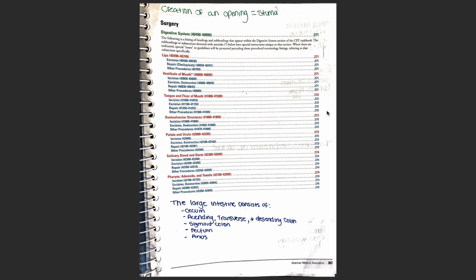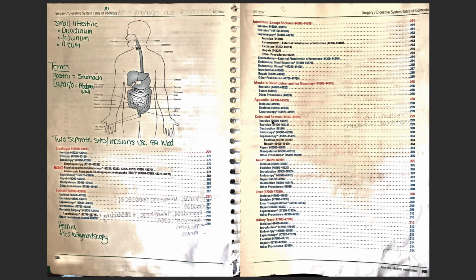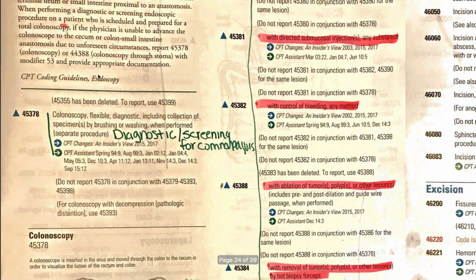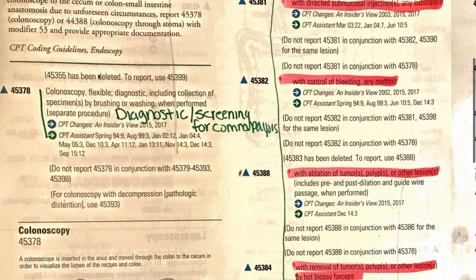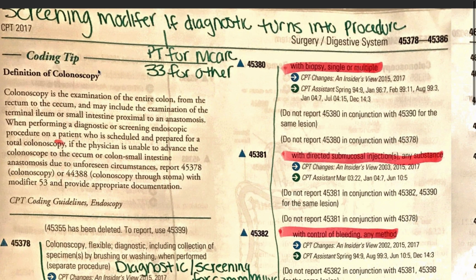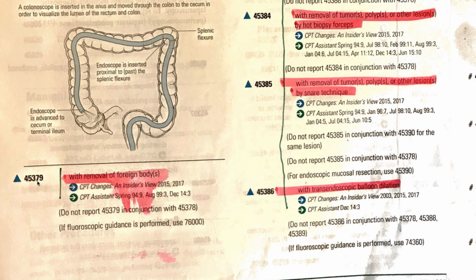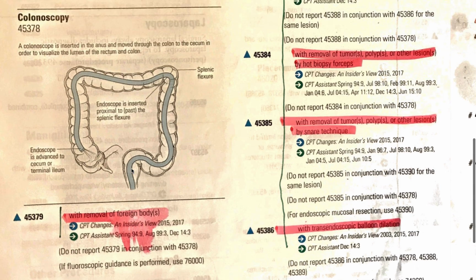Now let's look at my book. This is the table of contents for the digestive system. The colonoscopies are under colon, rectum, endoscopy. The colonoscopy codes start with 45378, and I have written next to this diagnostic screening for commercial payers. At the top, I have screening modifier if diagnostic turns into procedure. PT for Medicare, 33 for other. So this 45379 is a colonoscopy with removal of foreign bodies.